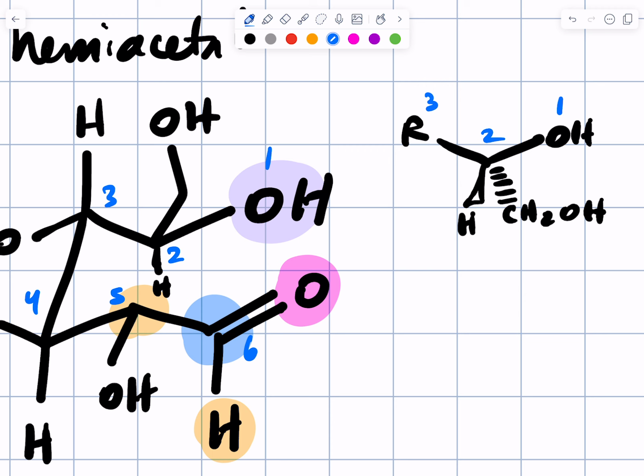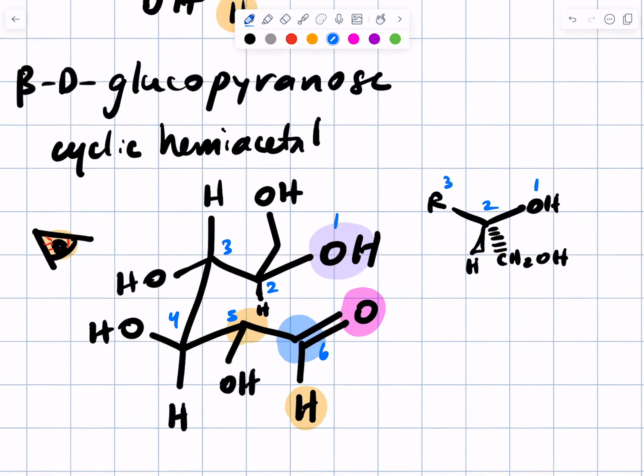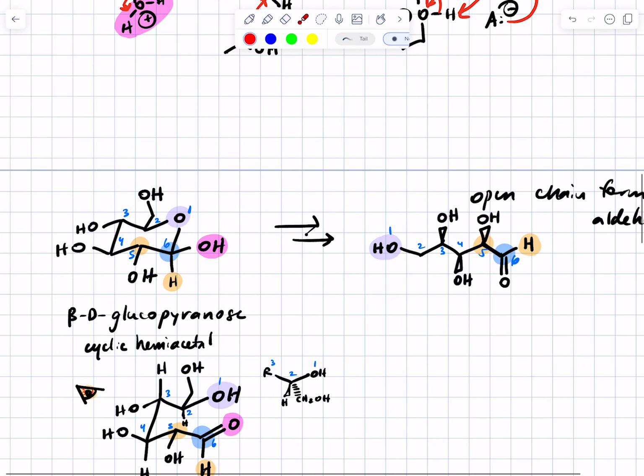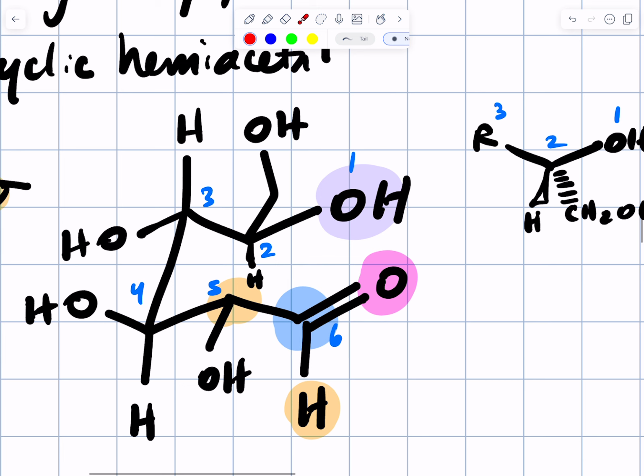Questions? Yes? Does it really matter whether something's equatorial or axial? I mean, of course it matters up here whether it's equatorial or axial, but what we're trying to do is translate that relationship into wedges and dashes here. The equatorial group, this CH2OH group, is pointing away from us, so we're going to call it a wedge. And then by default, the proton has to be angled towards us because that's the only other place to put it.